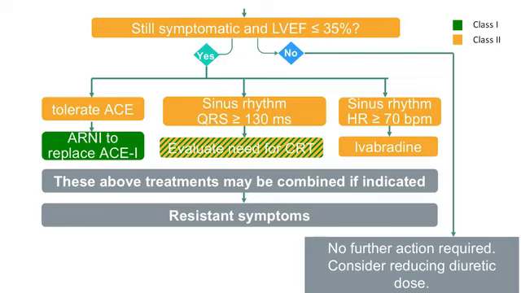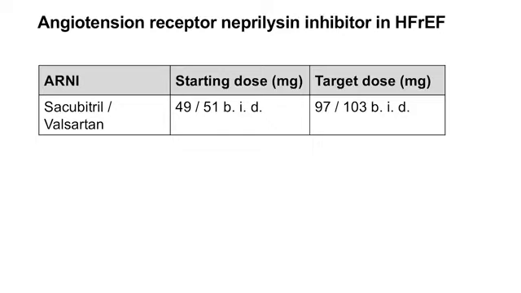What else can we do if the patient still has symptoms and ejection fraction is below 35%? At the left-hand side of the slide is shown that we can replace the ACE inhibitor or ARB with an ARNI. An ARNI is an angiotensin receptor neprilysin inhibitor and can be used in heart failure with reduced ejection fraction. There's a lower starting dose and of course a higher target dose.